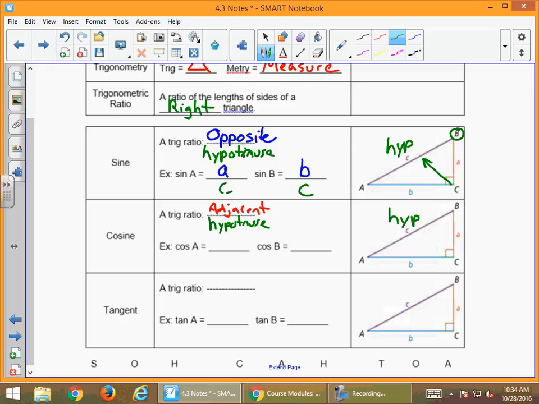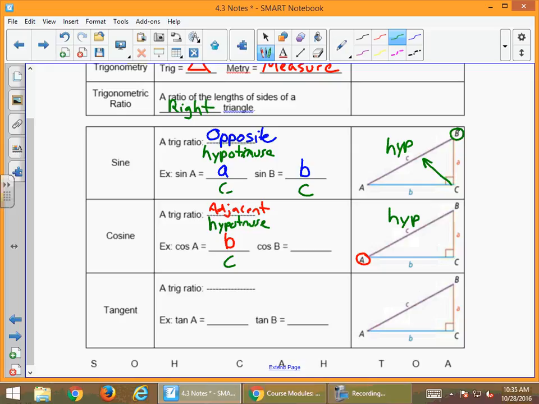Now, adjacent's a little weird. This is actually the hardest to identify of these pieces. But again, it's telling me what angle I'm coming from. So over here, I'm talking about angle A. So it says cosine of A. Adjacent means next to. That's why I say sometimes it's hard to see. What side is next to A? We already said it was opposite. We already said it was over there. So what side would be next to, adjacent? Have it? B, lowercase b. So my B would be right there. Again, hypotenuse doesn't change. My hypotenuse will still be C.